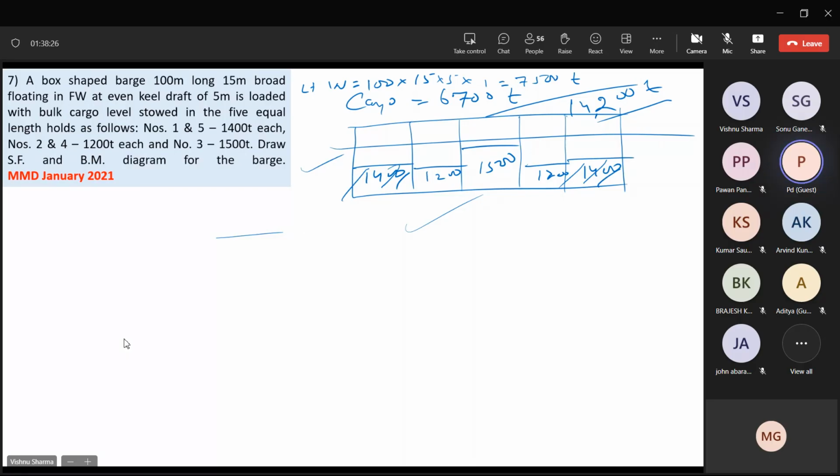Beta, what I am reading is that this is after this draft, not before loading. That's what I am reading. If you want to read it otherwise, then what will happen?